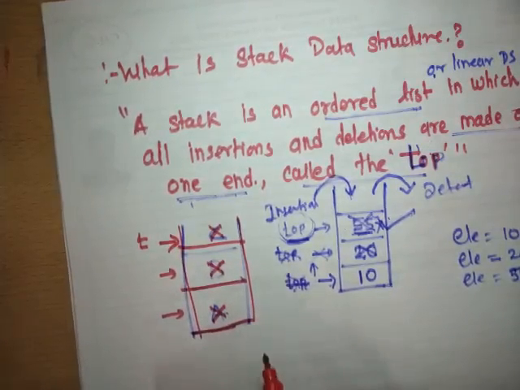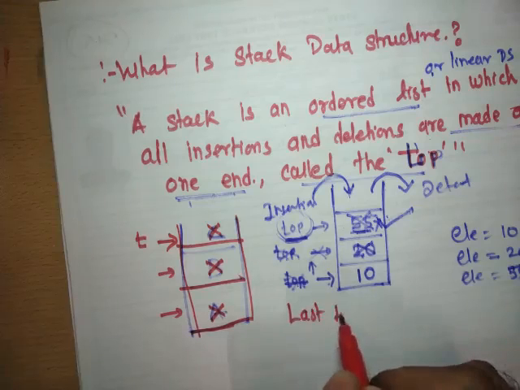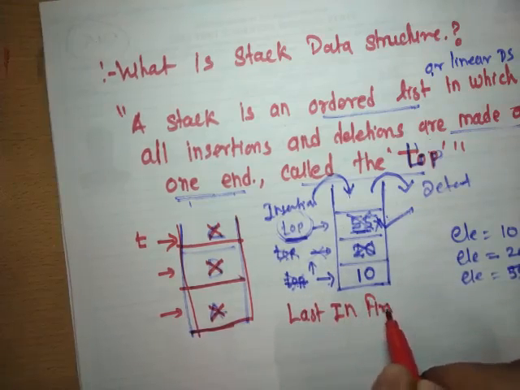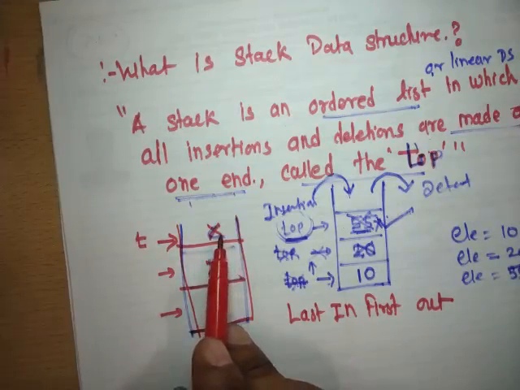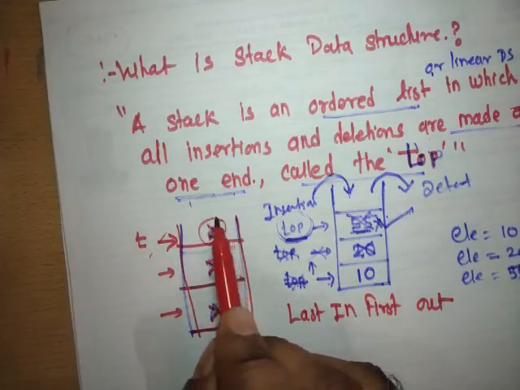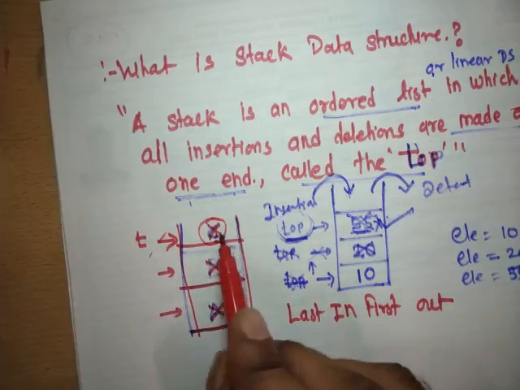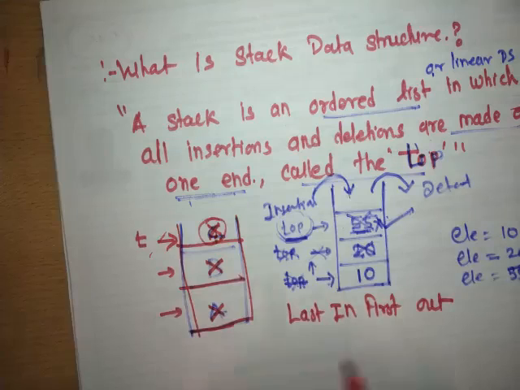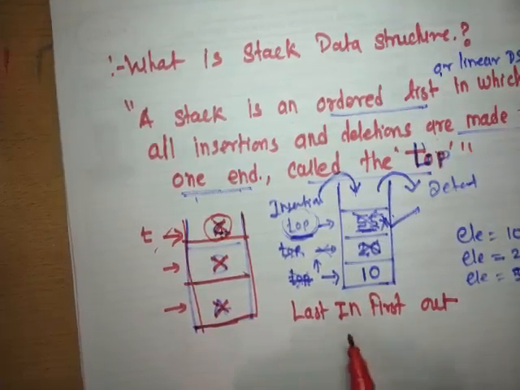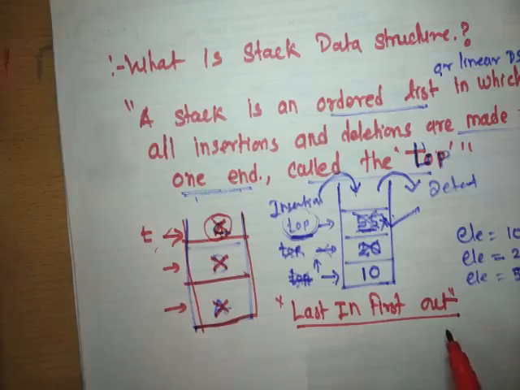So what we learn, or what we refer to stack as, is last in, first out. Which element comes last? That is C. Last in, and which element is removed first? Whichever comes last in, first out. In your examination they might sometimes ask you what the last in first out concept is. So that is the stack data structure.